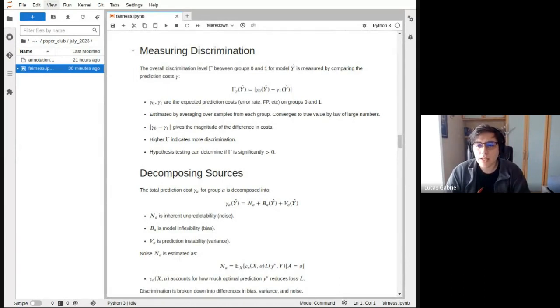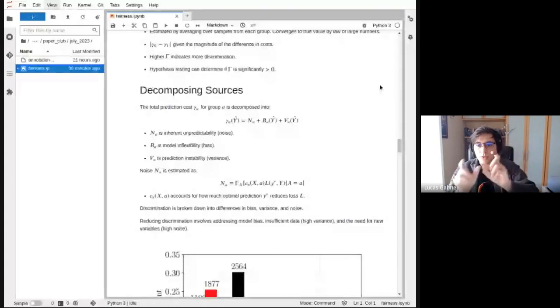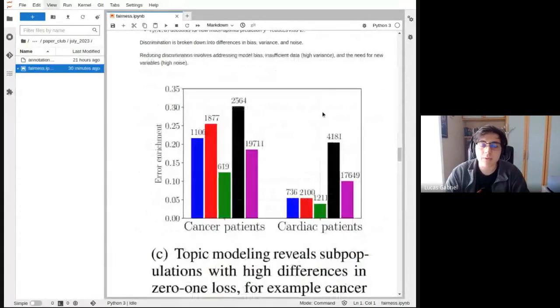Considering that, having a model that has the best metrics for my problem is basically impossible, given the noise that exists in almost every data set, especially real data sets. We will never have the big gamma, the discrimination, exactly zero, but maybe it can be close to zero. So again, we have the decomposition of the sources, breaking down noise, bias and variance, and then they brought us some examples here.